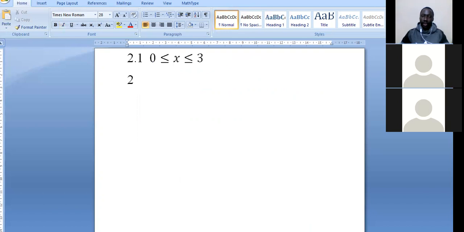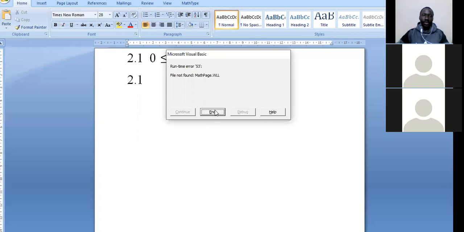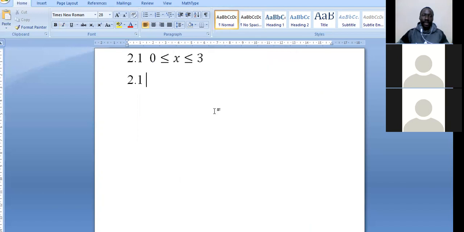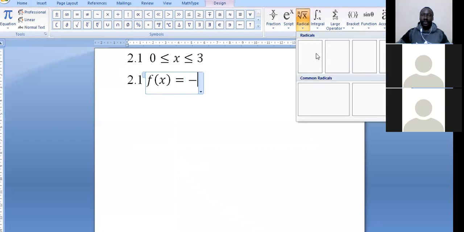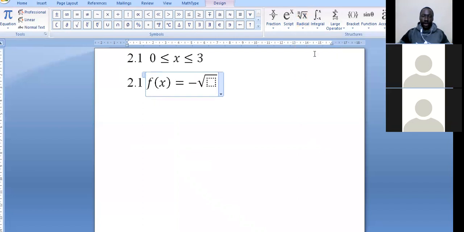So we say this is 2.1. Now 2.1, this is what we have. Unfortunately, it's not accepting, so let me just type the whole thing. So the function f of x equals the minus square root of 27x.